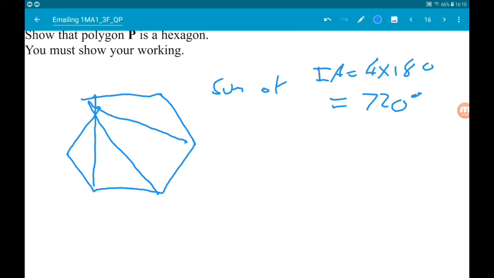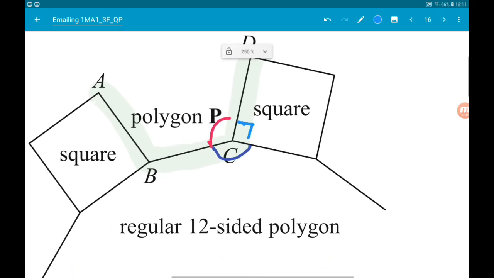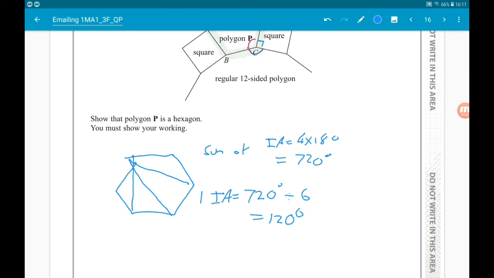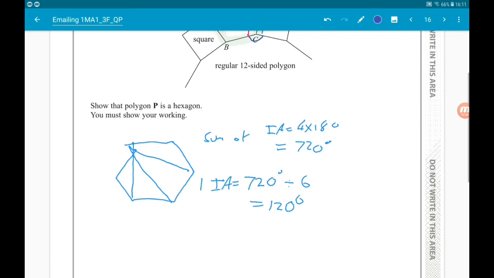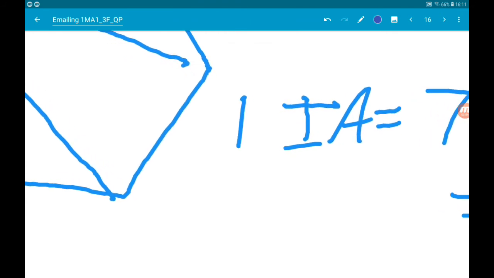Now in a regular hexagon, all the angles are the same, so one interior angle is 720 divided by 6, which is 120 degrees. So what we need to show then is that this red angle is 120 degrees. Now what we also need to know for the 12-sided polygon is what exterior angles are. So using our hexagon again, an exterior angle is when one of the sides carries on like that, and then the angle between that and the next side is an exterior angle.